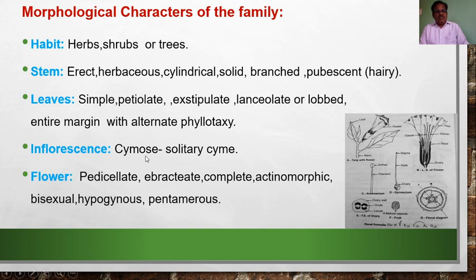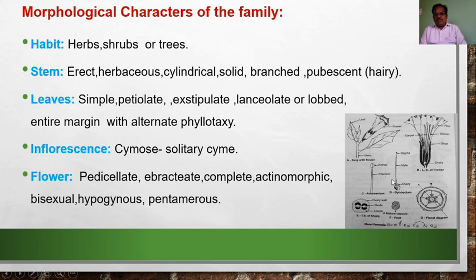Then inflorescence is cymose, and the type of cyme is the solitary cyme. When you take the example of Solanum, that is Datura alba, it has the inflorescence known as the solitary cyme. When you observe the flower of this plant, the flower has a stalk, so it is known as pedicellate. This is the small stalk. Bract is absent, meaning the flower is found independently, so it is ebracteate.